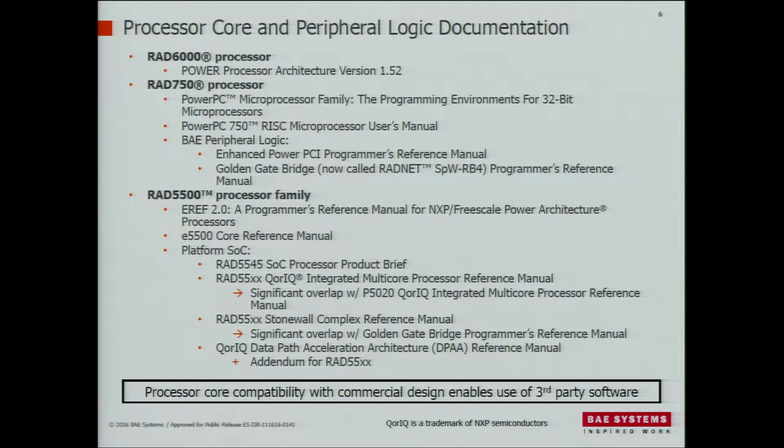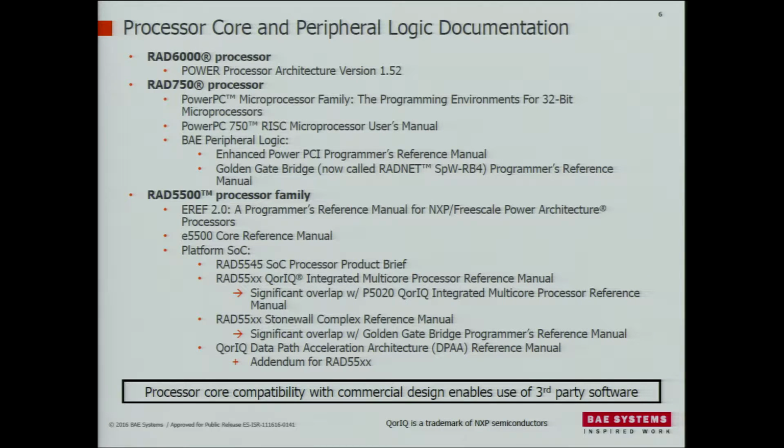Then there's a list here for platform level documentation. So that's all the peripheral logic that's outside of the processor core. And there's quite a bit of peripheral logic in this device. The first thing that's listed here is a product brief. There's not a lot of detail in that, but I listed that because you can go get that off the website today. The rest of the documentation is in decent shape, but it's in a draft format.